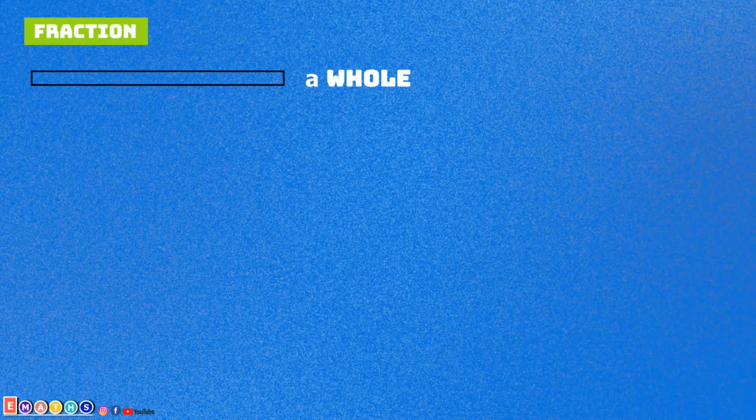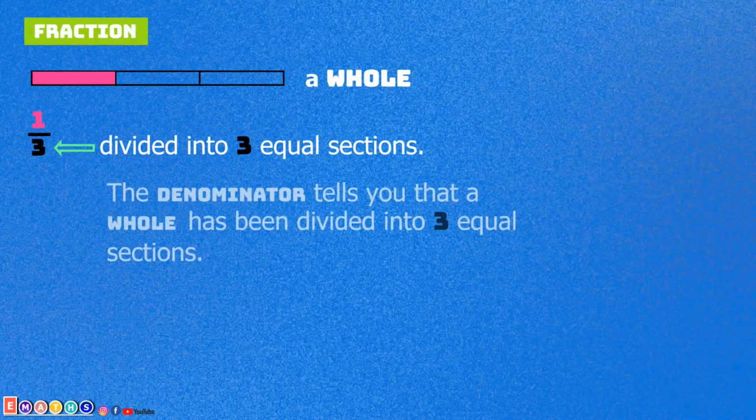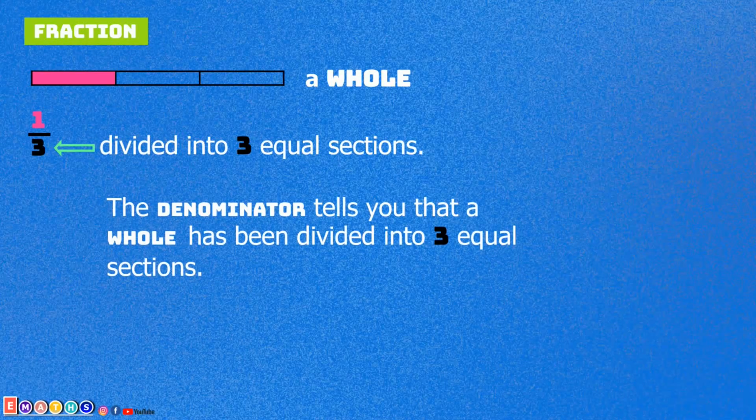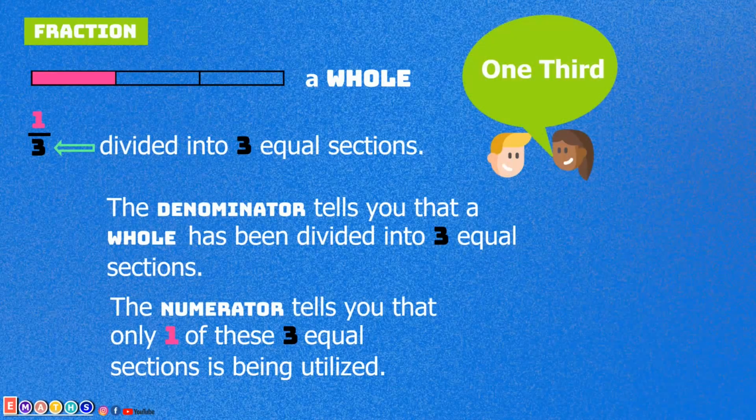Here we have 1 whole. 1 whole is divided into 3 equal sections. The denominator tells you that a whole has been divided into 3 equal sections. The numerator tells you that only one of these 3 equal sections is being utilized. We call this 1/3.